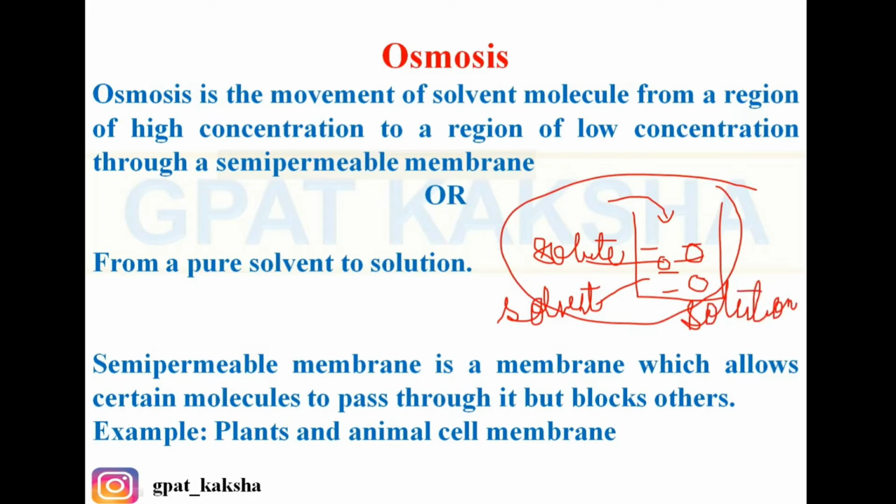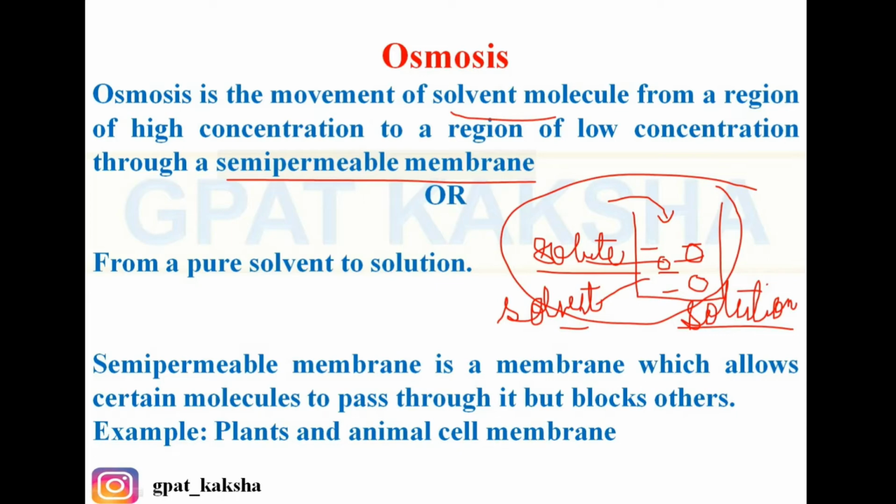So, in osmosis, there is a movement of solvent molecule from a region of high concentration to a region of low concentration, and that too through a semi-permeable membrane. Now, we know what is solute, what is solvent, and what is solution. Now, what is semi-permeable membrane?